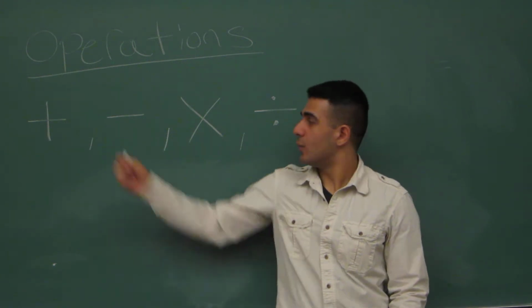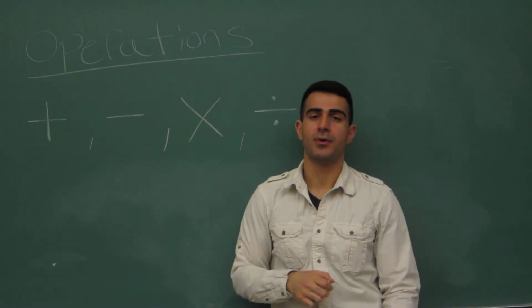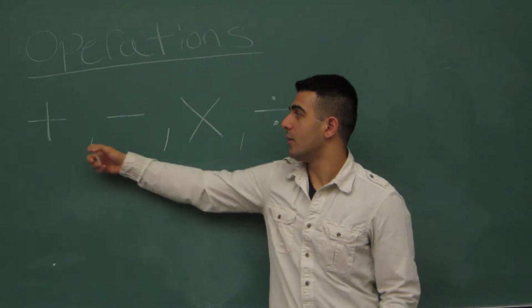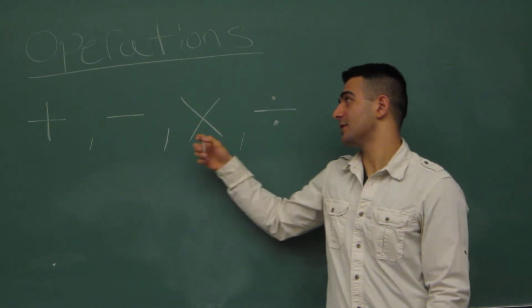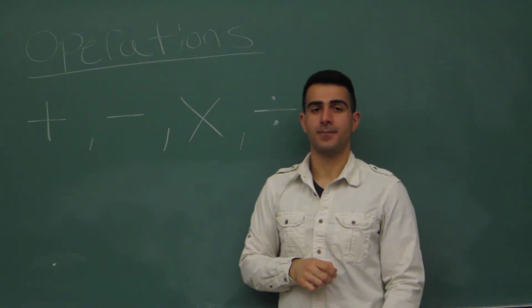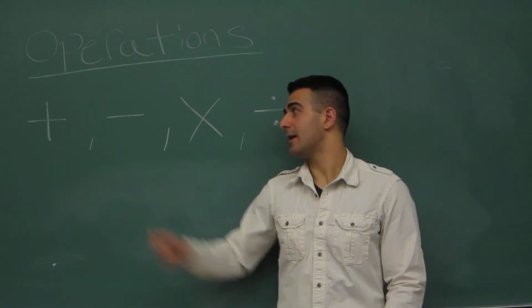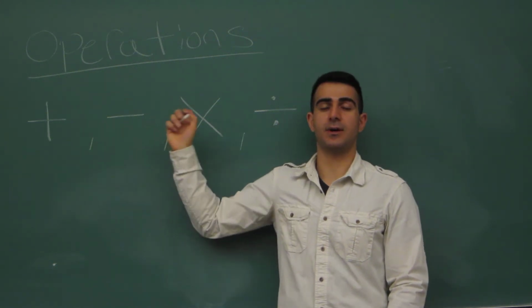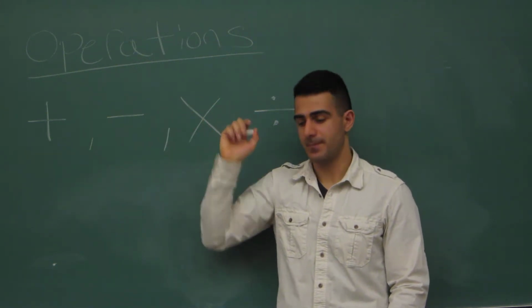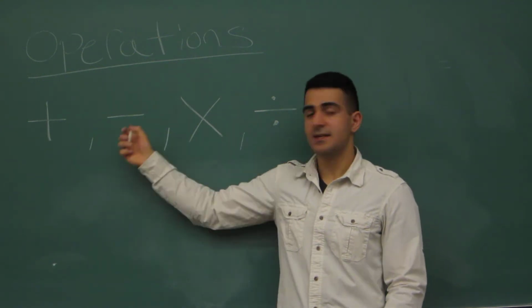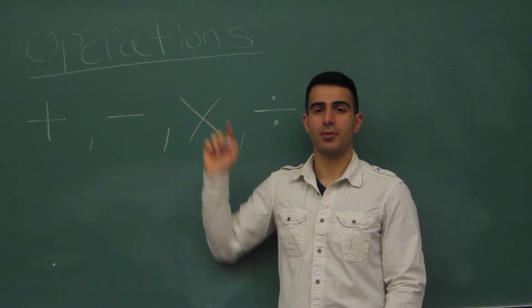We know what the following symbols on the board represent. We know what addition, subtraction, multiplication, and division are. Given two numbers, we know how to add them, we know how to subtract, we know how to multiply, and we know how to divide. Now, all these symbols on the board are called operations.